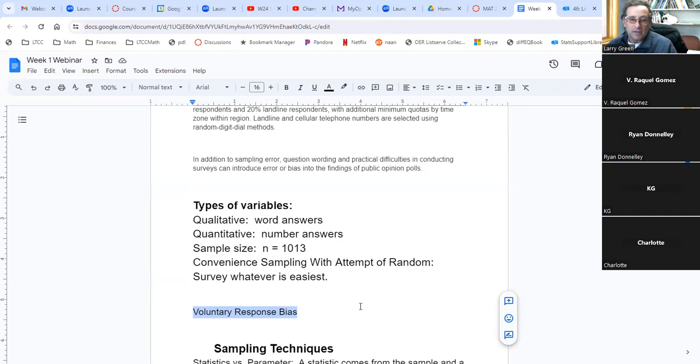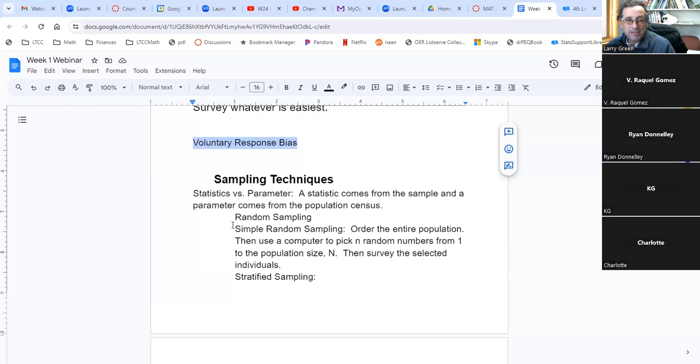Okay. So here's a bunch of sampling methods. Random sampling we talked about. Simple random sampling is not just that everyone has the same chance, but every group has the same chance also.